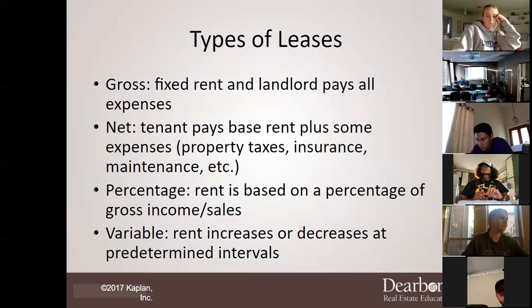A variable lease is another type of situation where I'm a brand new baby business, and it just depends, where the rent basically increases over time.